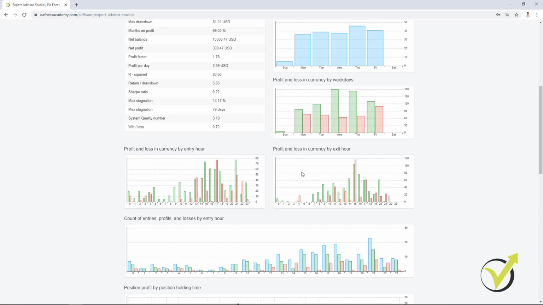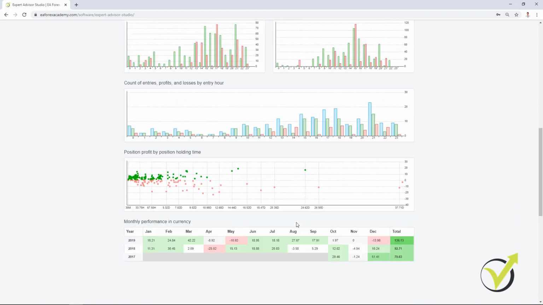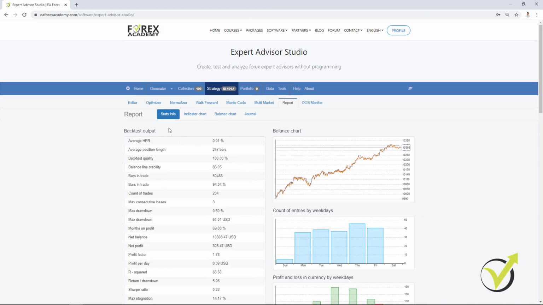And then we have the profit and the loss by exit hour. So this is by entry hour, and on the right side is by exit hour. Below we have count of entries, profits, and other statistics which are very useful.